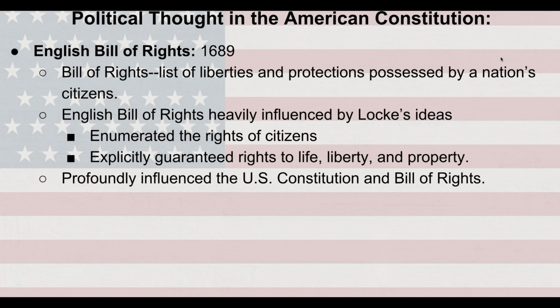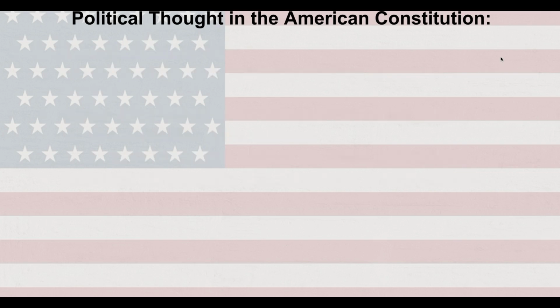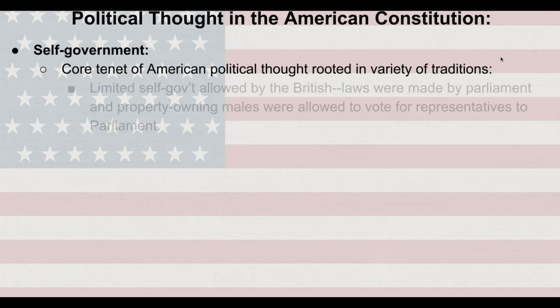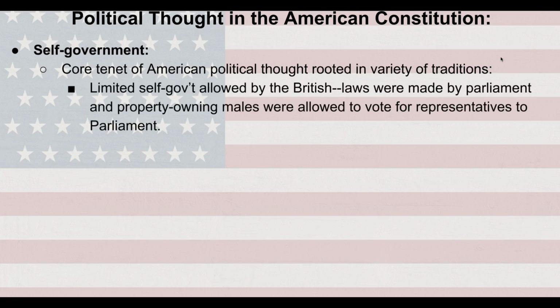And so the English Bill of Rights is going to profoundly influence the United States Constitution and the United States Bill of Rights. And so another thing that plays into our American Constitution is this idea of self-government. And self-government is a core tenet of American political thought. It's rooted in a variety of traditions. And so it's not just going to come from one specific tradition, but it is going to be derived from a variety. First of all, a limited self-government was allowed by the British. So laws are going to be made by Parliament, and property-owning males are allowed to vote for representatives to Parliament.